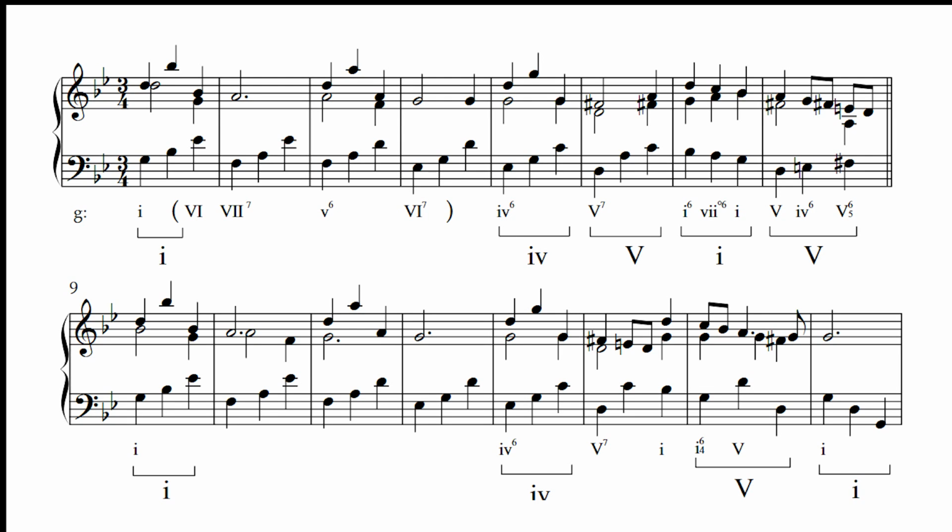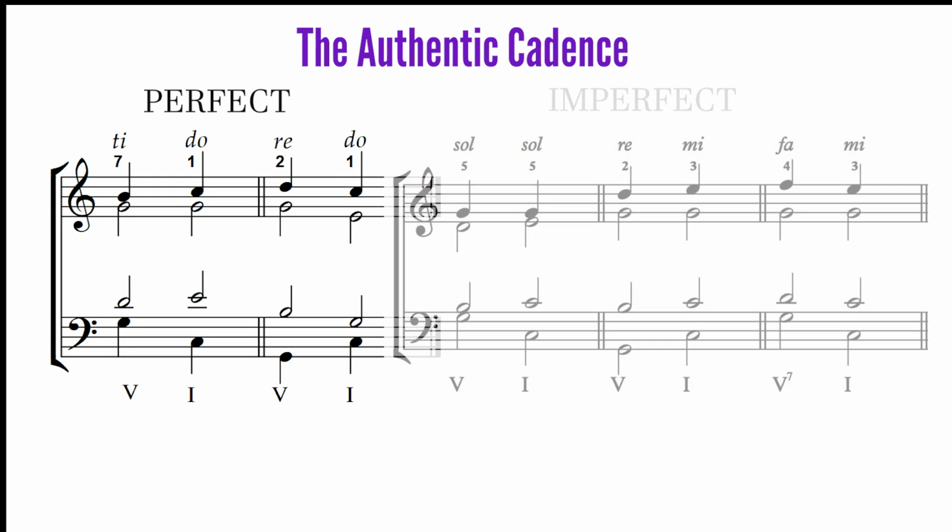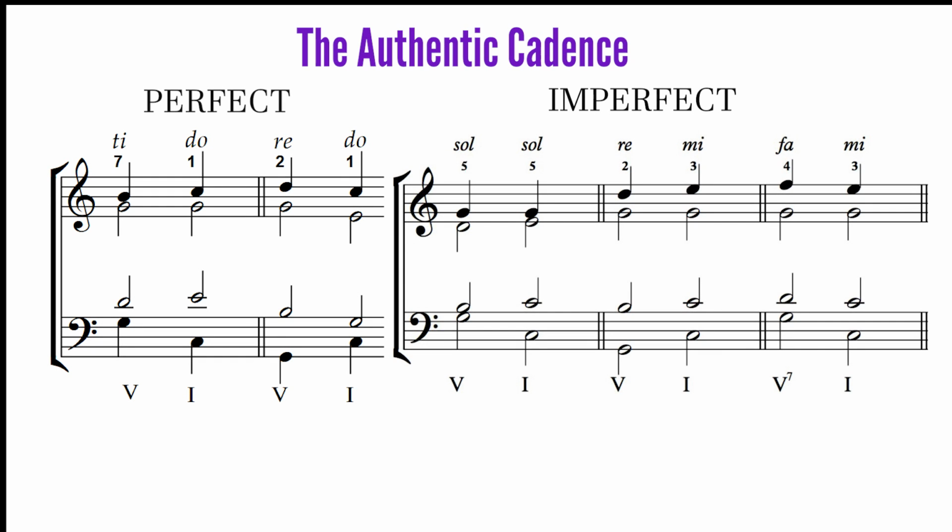Let's take a closer look at these 2 cadence types. Let's start with the authentic cadence. The authentic cadence can be broken down into 2 types: the perfect authentic cadence and the imperfect authentic cadence. We can abbreviate these PAC or IAC in scores rather than writing out all three words. The perfect authentic cadence is the most conclusive of all cadence types.